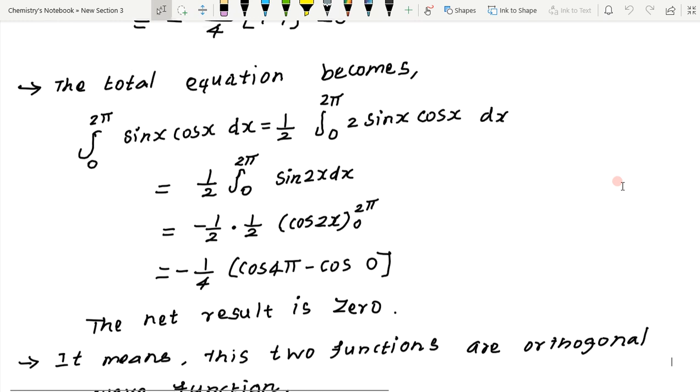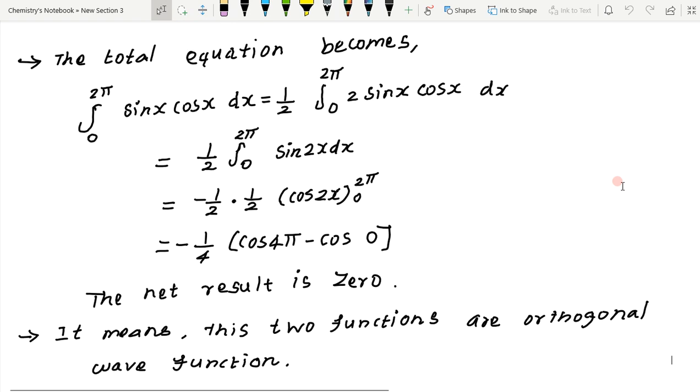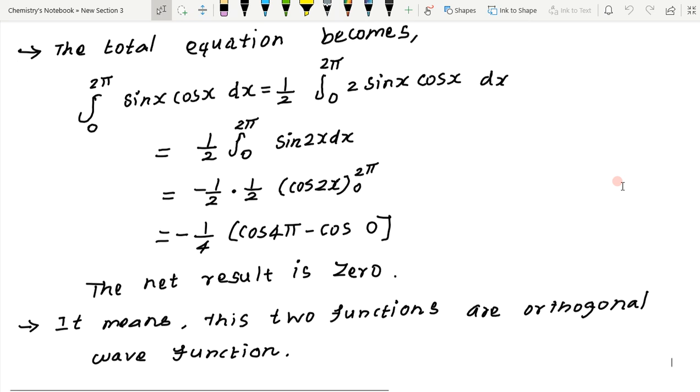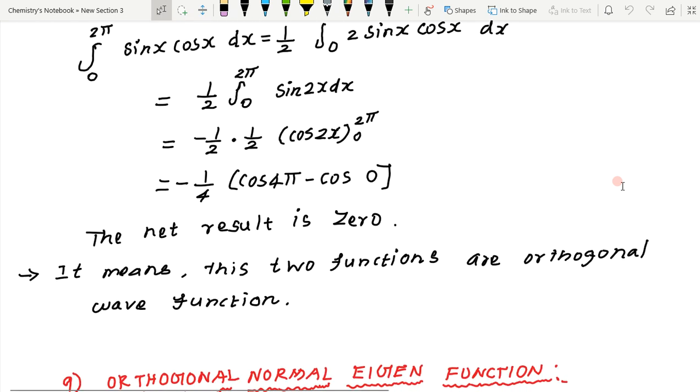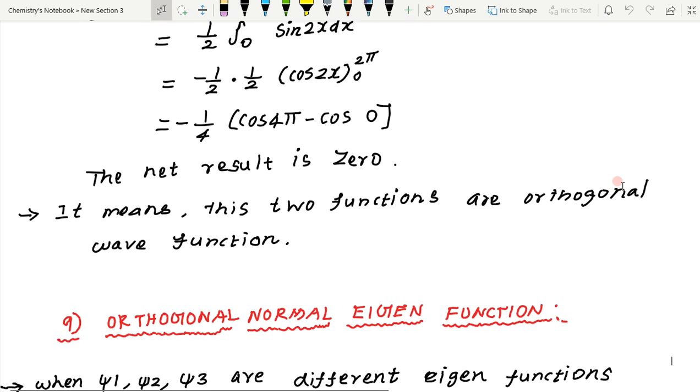The total equation becomes the integration from 0 to 2 pi of sin x cos x dx equals 1 by 2 times the integration of 2 sin x cos x dx, which equals 1 by 2 times the integration from 0 to 2 pi of sin 2x dx, which equals minus 1 by 4 times (cos 4 pi minus cos 0). The net result is 0. It means the two functions are orthogonal wave functions.